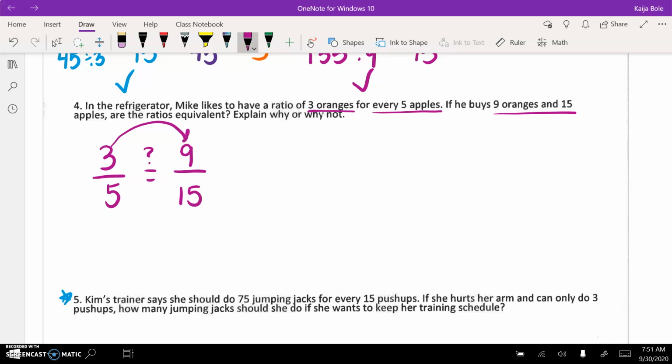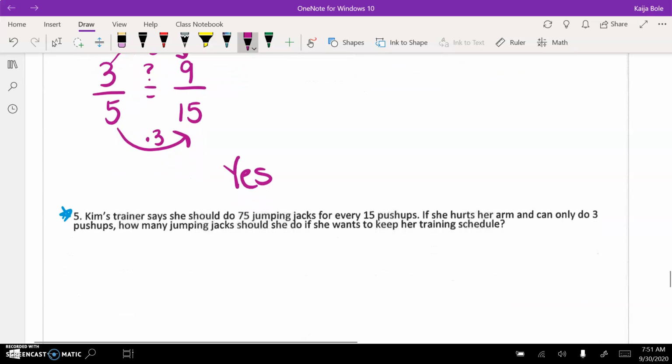We're trying to see, are they equivalent? So think, how do I get from 3 to 9? I'll multiply by 3. How do I get from 5 to 15? I'll multiply by 3, so you would say yes. Okay, same thing then for number 5.